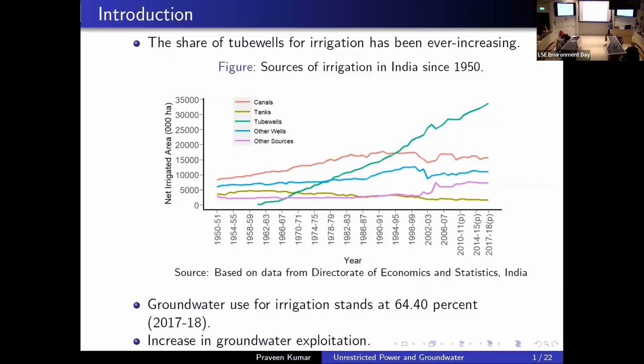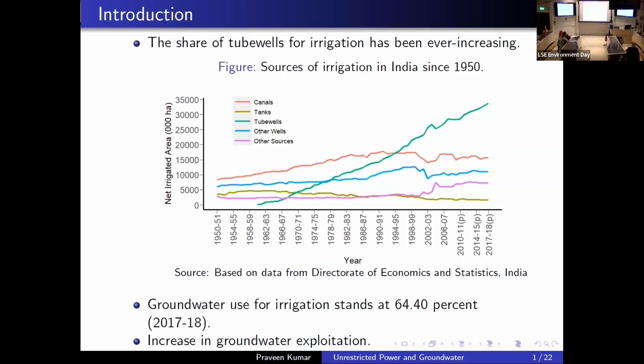Very briefly, what is the groundwater scenario in India? The share of tube wells for irrigation has been ever increasing. It has been increasing since 1960, and if you see this green line, this is the share of net irrigated area by tube wells. This has been ever increasing over time compared to all other sources of irrigation like canals, tanks, other wells and other sources.